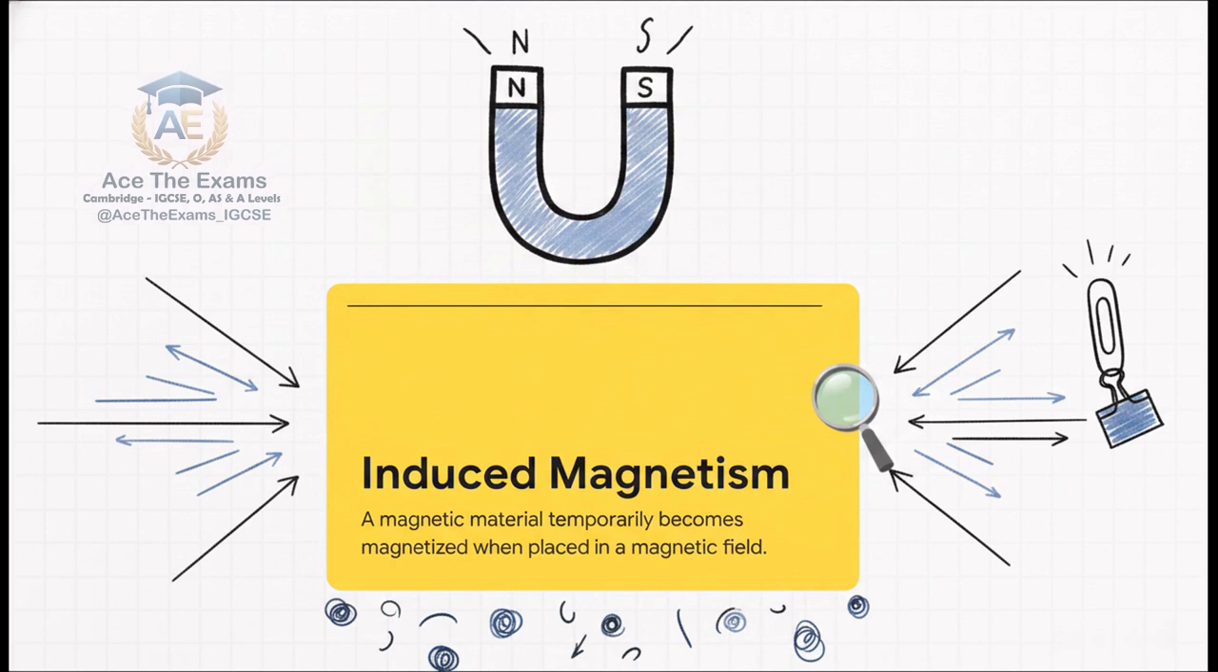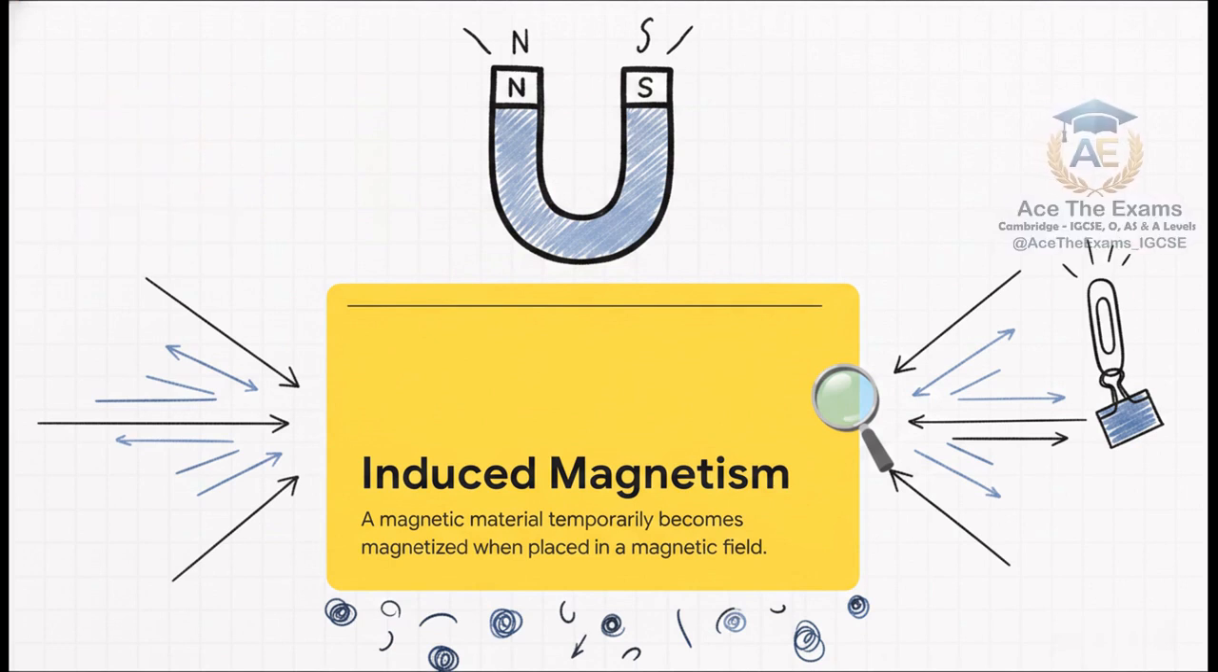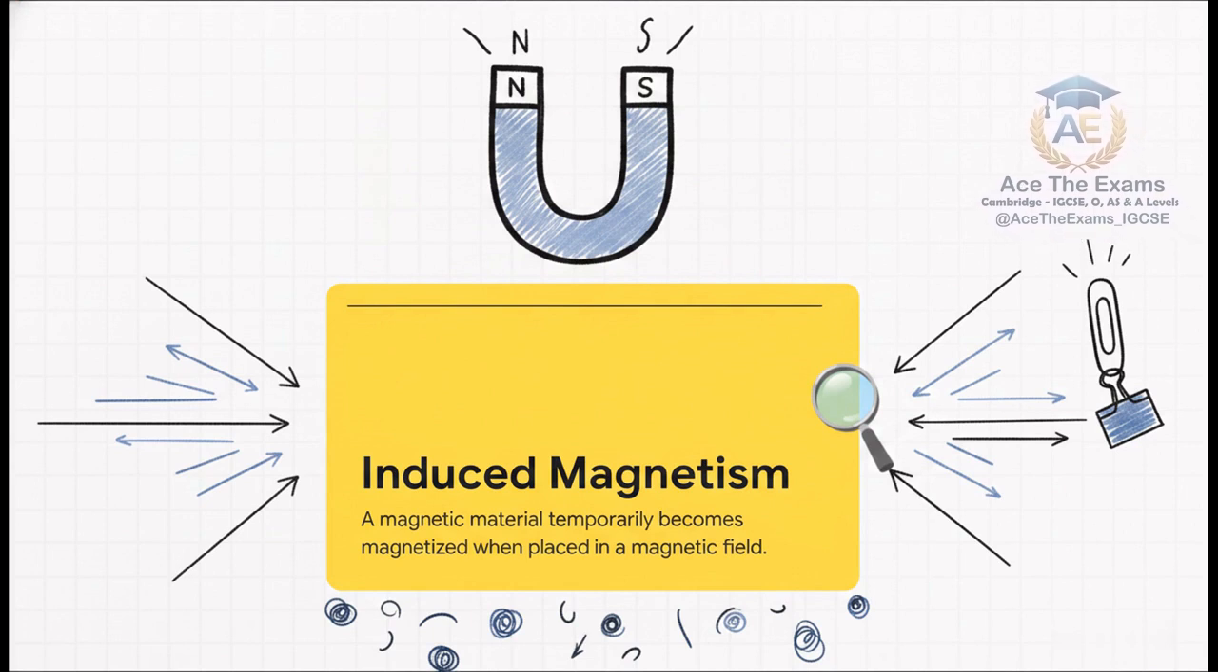The precise A-star execution, utilizing our physics success blueprint, requires you to state that a magnetic material temporarily becomes magnetized when placed in a magnetic field. Do you see the difference? By starting your answer with this crisp textbook definition, you instantly secure those knowledge marks.